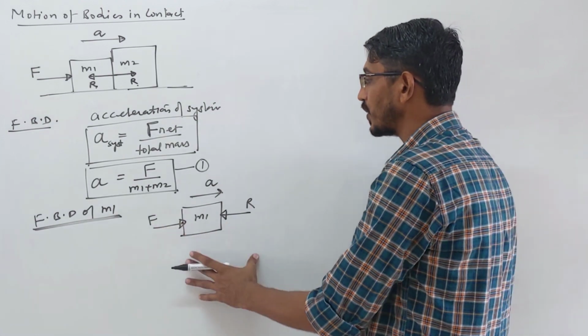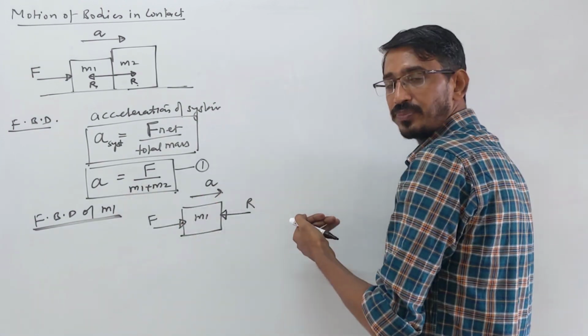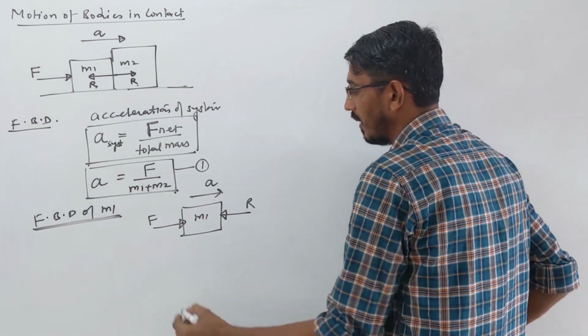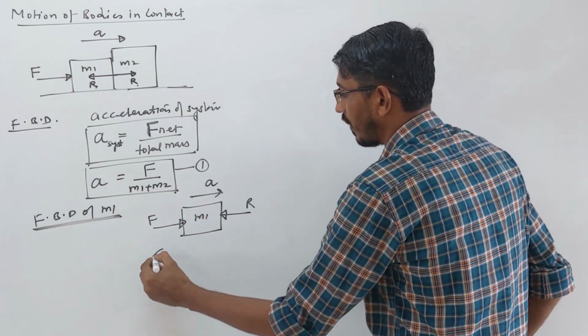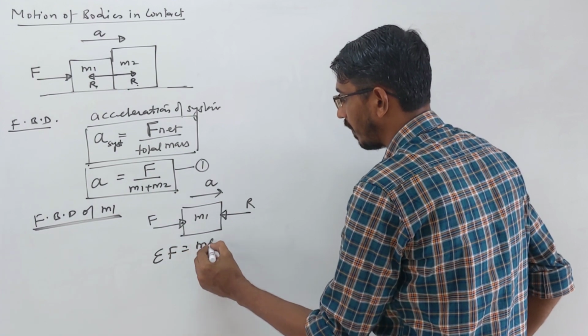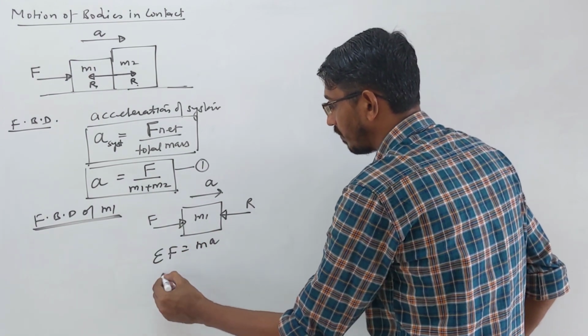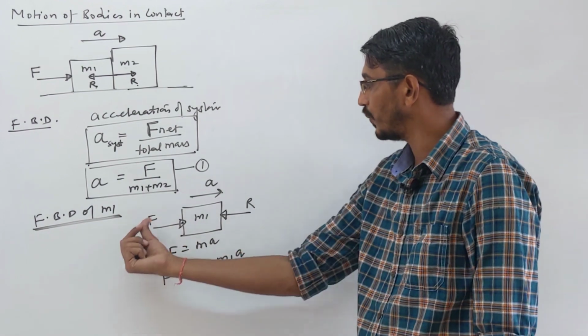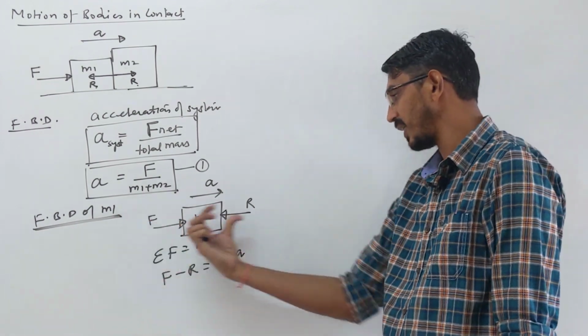And how do you write the net force? The body is moving in this direction, so which force is big? F is big, because the body is moving in this direction. So we write that net force should be equal to MA. So F minus R is equal to M1 into A. This force is big because the body is moving in this direction.